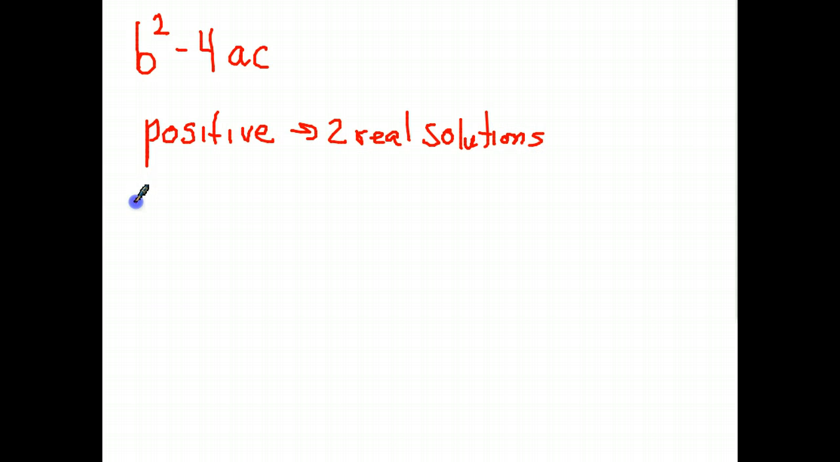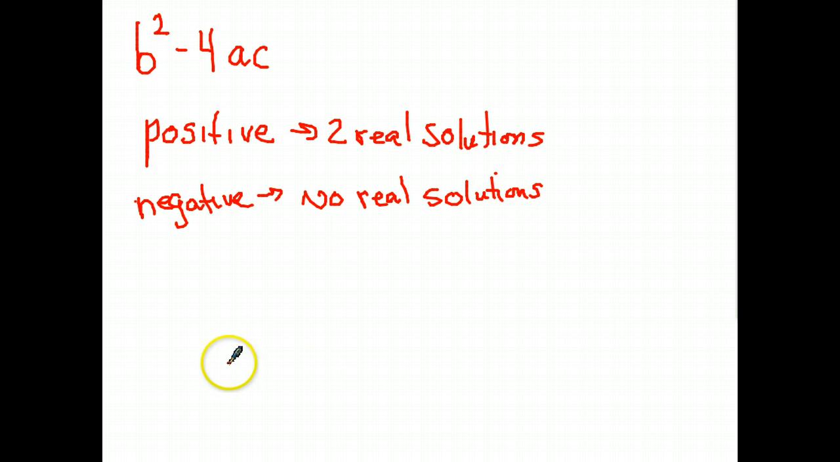So if the discriminant is negative, you have no real solutions, or 0 real solutions. Now that's not to say you don't have solutions. Again, you just have imaginary solutions. And lastly, and this is the most confusing, if you get 0 for the discriminant, that means you're going to have 1 solution to the quadratic equation.